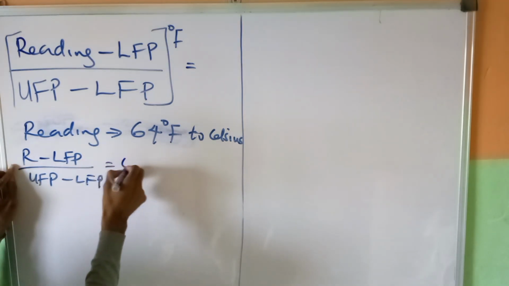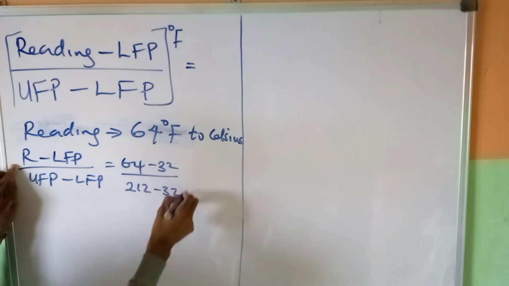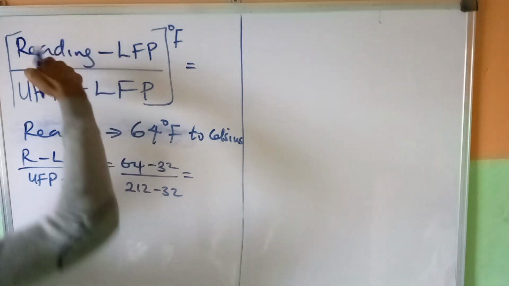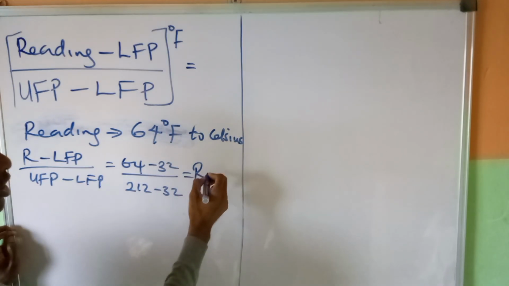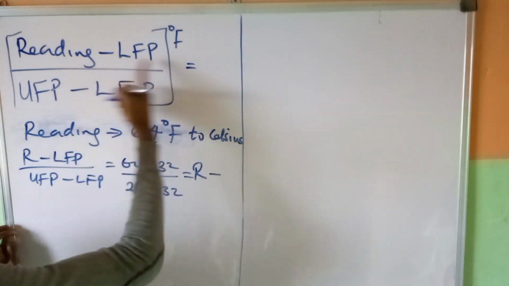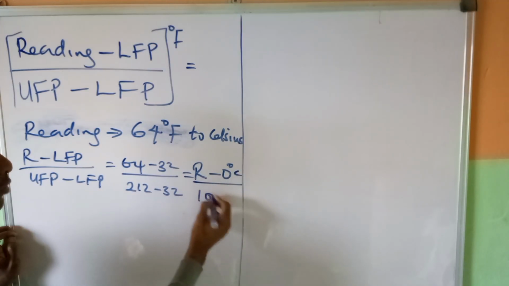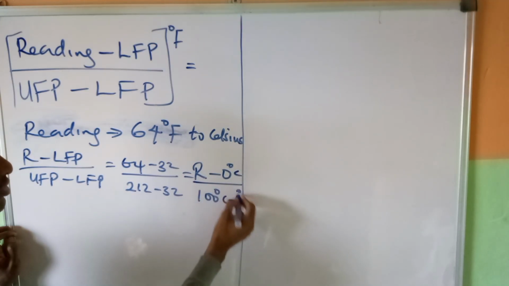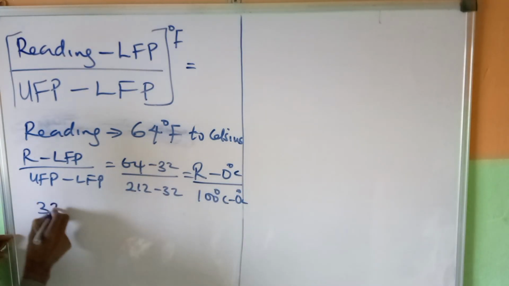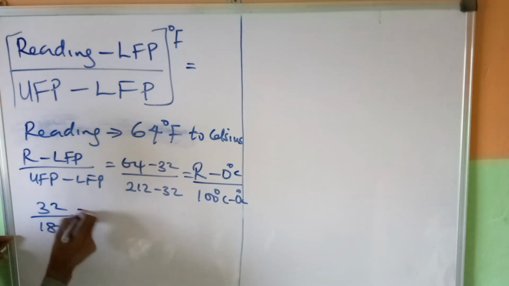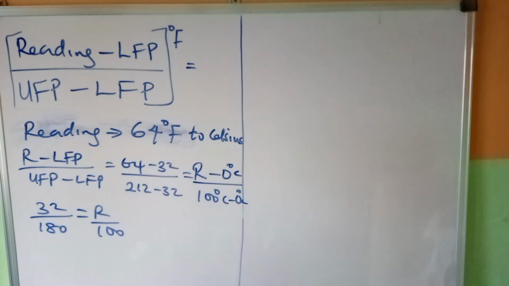Your reading is 64 minus 32 divided by 212 minus 32 equals the same thing for the Celsius scale, but we don't know the reading, R, minus the lower fixed point for Celsius scale, which is 0 degrees Celsius, divided by the upper fixed point, 100 degrees Celsius, minus 0 degrees Celsius. So if you subtract, you have 32 over 180 equals R over 100.